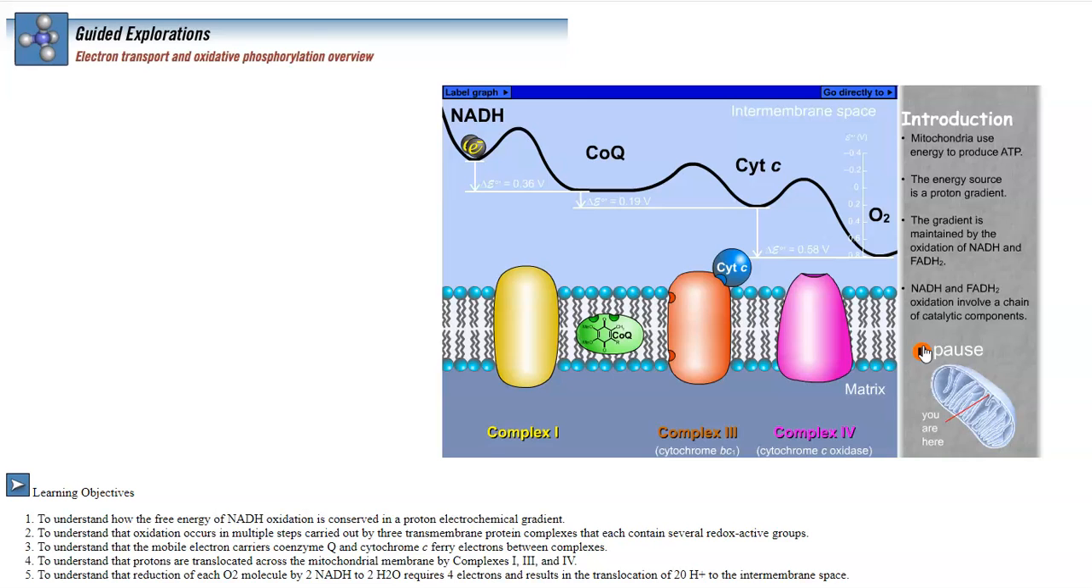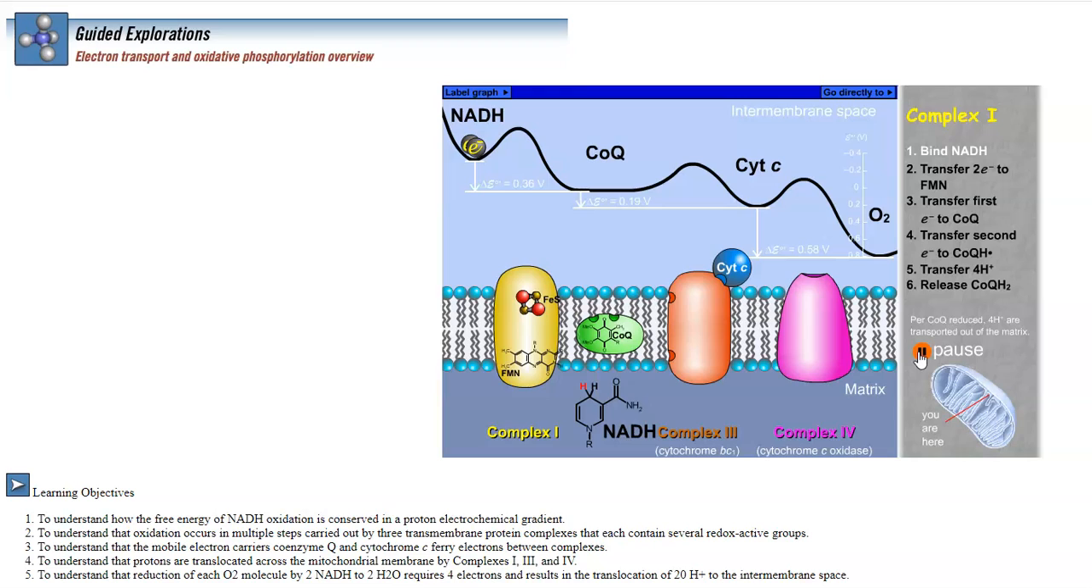In this overview, we will review the roles of the three central complexes and the two mobile carriers in the mitochondrial electron transport chain. You can skip to a particular topic by using the menu at the top right. The energy graph labels can be changed with the menu at the top left. You can pause the presentation at any time with the Pause Play button. The presentation will automatically pause after each complex. Click on Play to begin.